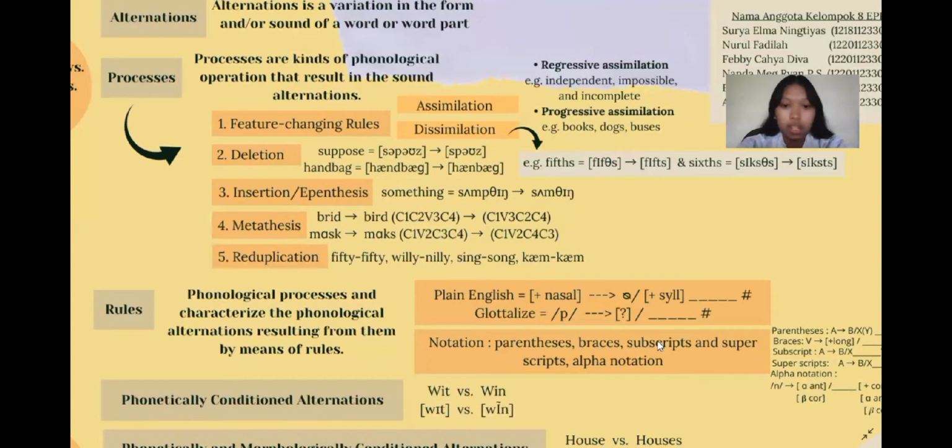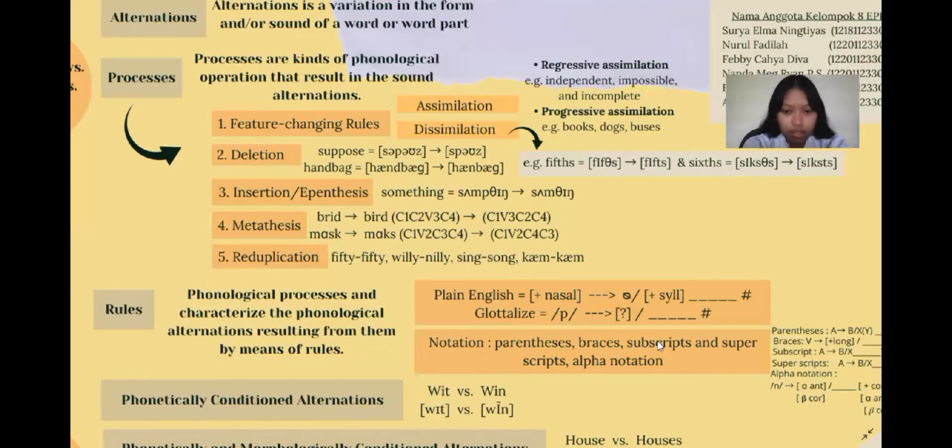Next, we have deletion. Deletion is a process that removes a segment in a certain phonetic context. It is expressed in terms of a segment becoming 0, or in other words, we delete that segment. For example, a schwa is often deleted when the next vowel in the word is stressed, like in the word suppose becomes pose. We can also delete a consonant, for example, in the word handbag, so it is pronounced like hanbag.